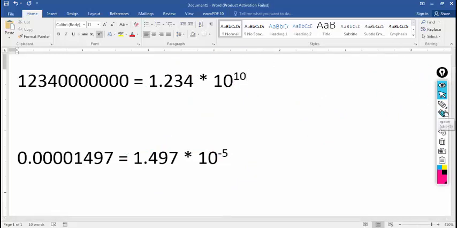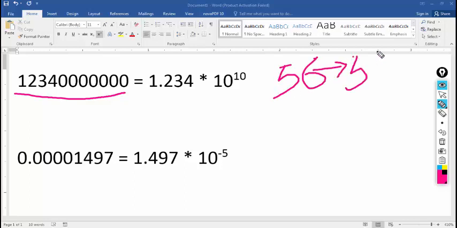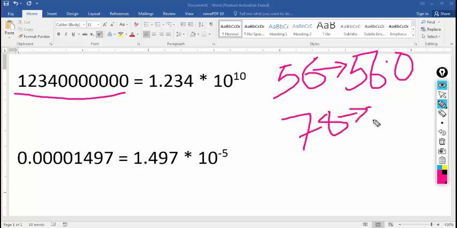Let's take two examples. In the first example, I've got this number here, and you can see that I don't have a decimal point. You know that if I write any number, let's take 56, this 56 is the same as 56.0. Similarly, 78 is the same as 78.0. So in all numbers we have a decimal point present at the end if we don't have it explicitly mentioned.